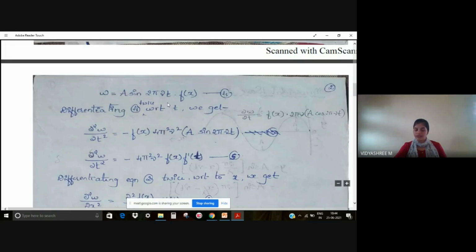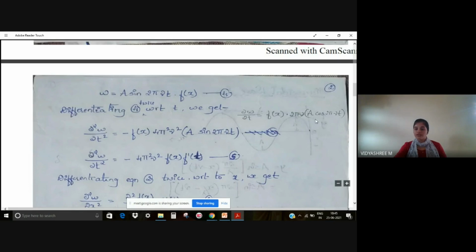We need to differentiate it twice. Again you differentiate this expression: del square omega divided by del t square is equal to, again the term f of x, 2 pi nu, and a is a constant, which can be written as such.